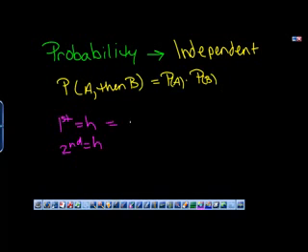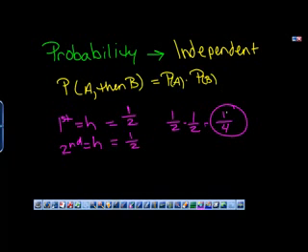So in the first toss, a probability of getting heads, there's one side that has heads and 2 sides total, so it's 1 over 2. The second time we toss it, it's the same probability, 1 over 2. So let's take these two probabilities and multiply them together. And we have a 1 in 4 chance of flipping a coin and getting heads 2 times in a row.